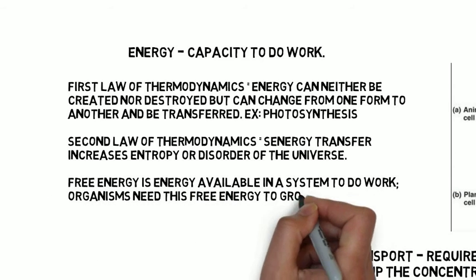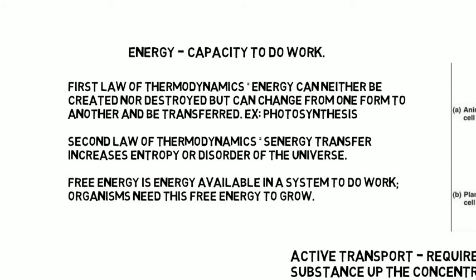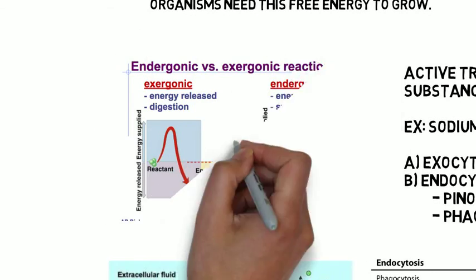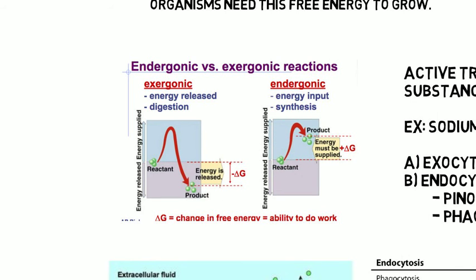Free energy is energy available in a system to do work. Organisms need this free energy to grow. Exergonic reactions release free energy. Energy is found in the product side of the chemical equation for exergonic reactions. In catabolic reactions, reactants are broken down to produce products containing less energy. The energy released can be used for reactions that require energy.